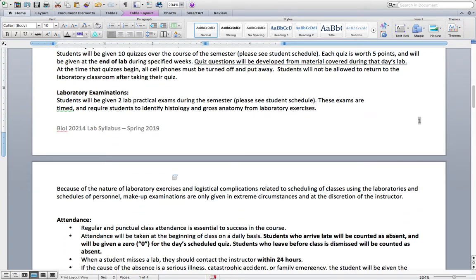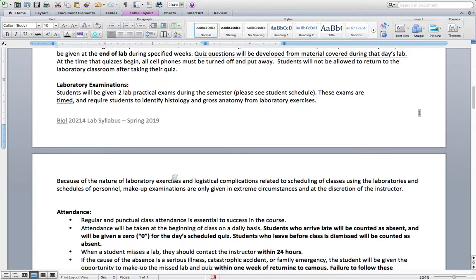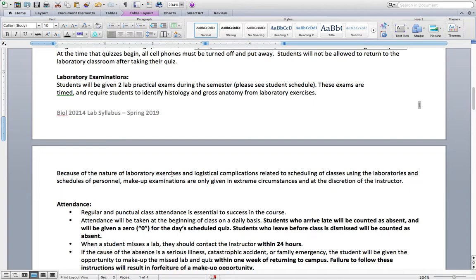Lab exams occur twice during the semester, and they are in the same format as your quizzes. They're just a little longer. But they will still be short answer, and spelling still counts. You will still need to give specific answers. Lab exams are also timed, 60 seconds per question.